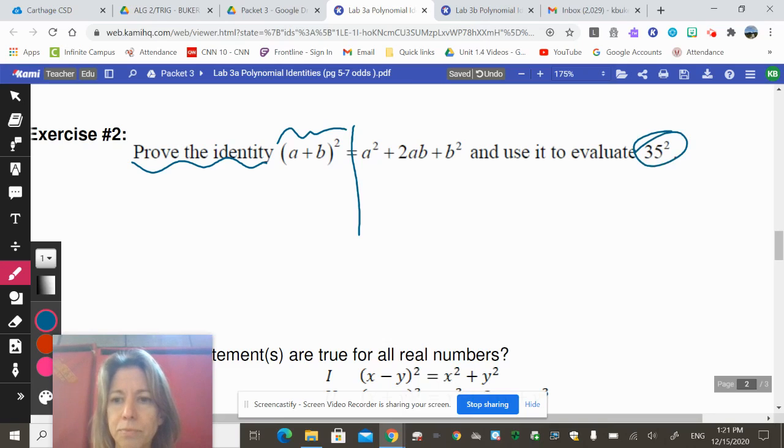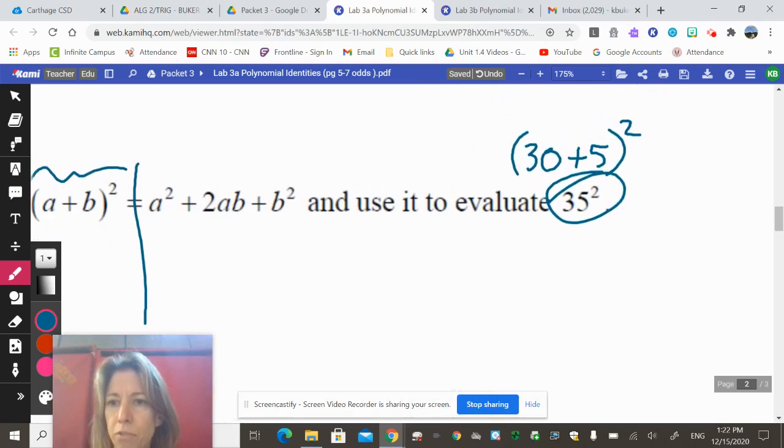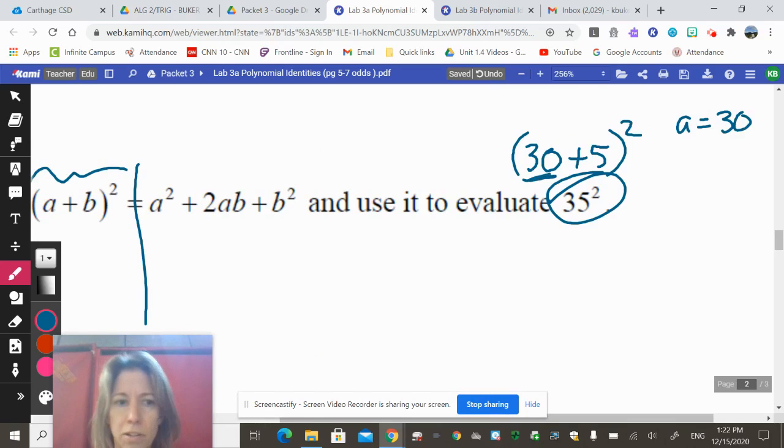So basically, if I want to do 35 squared without using a calculator, I can turn 35 into the sum of 2 numbers. So I could pick any 2 numbers. I could pick 20 plus 15. I could pick 30 plus 5. I could pick 10 plus 25. So I'm going to choose to use 30 plus 5 here. Okay, so therefore, I'm going to say A. If you compare it to my identity, my first number here is, they call it A. And the second number is, in this case, going to be 5.